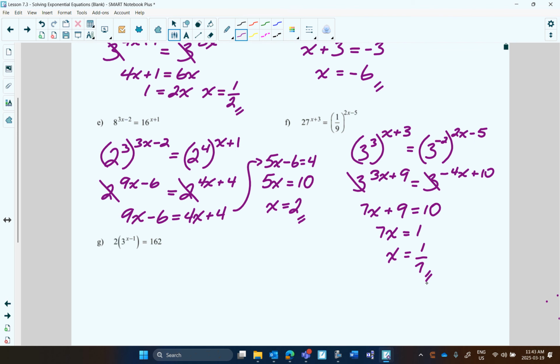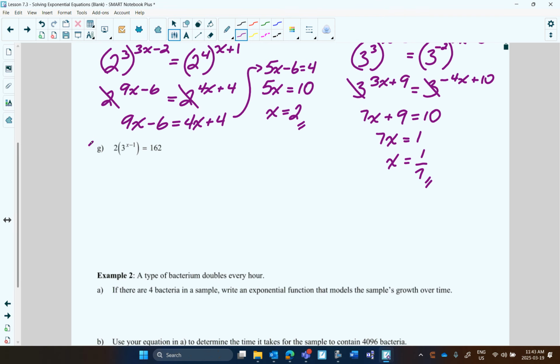Okay. This last one of these examples, I put it on here because I've seen it appear a couple of times in old provincial exams. What's throwing you off a little bit right now? The 2 in front, right? Shouldn't the 3 to the x minus 1 be by itself? Then it's a much more straightforward question.